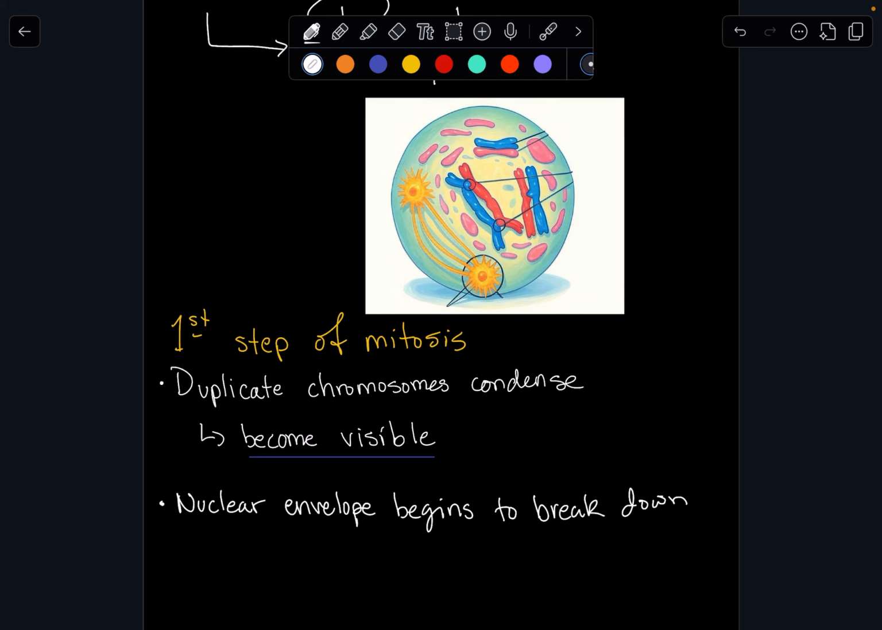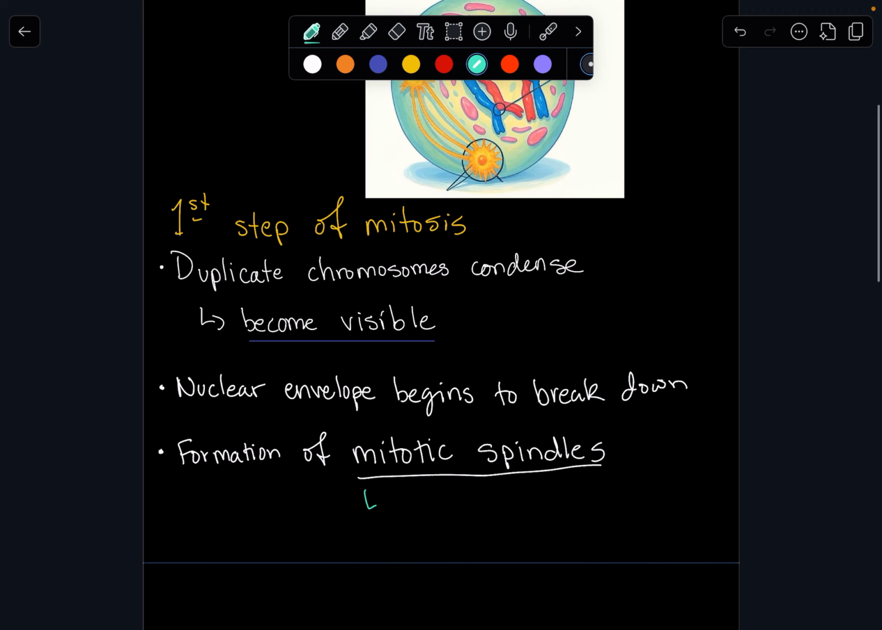Another piece of information that I wanted to make sure that we covered is the formation of mitotic spindles. Now, what are these mitotic spindles? Well, they are made up of microtubules, and they play a role in separating the chromosomes to opposite ends.